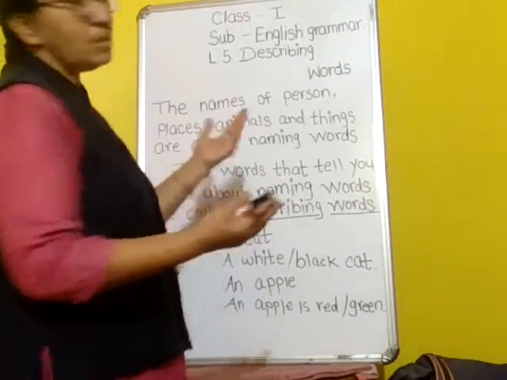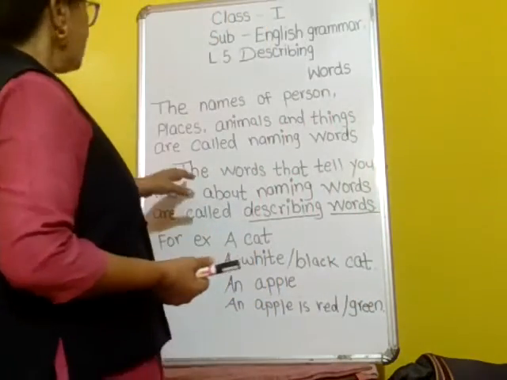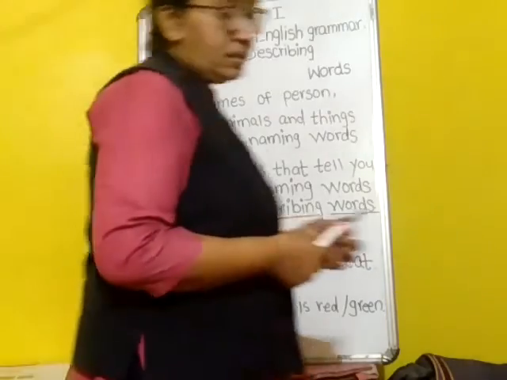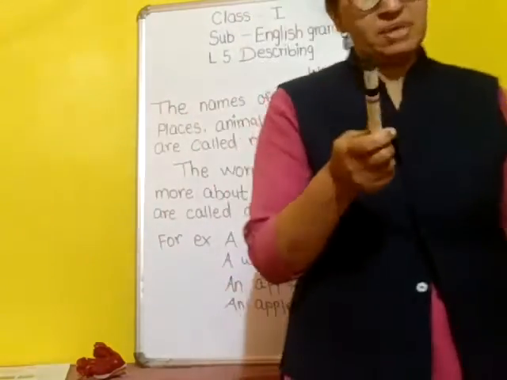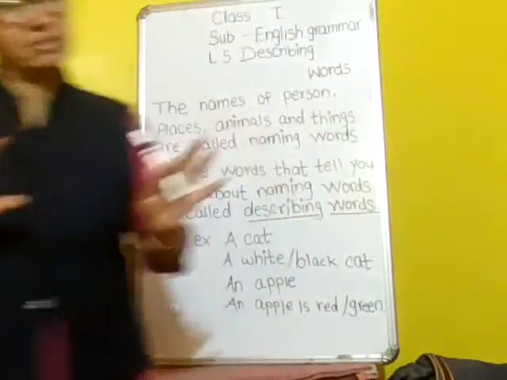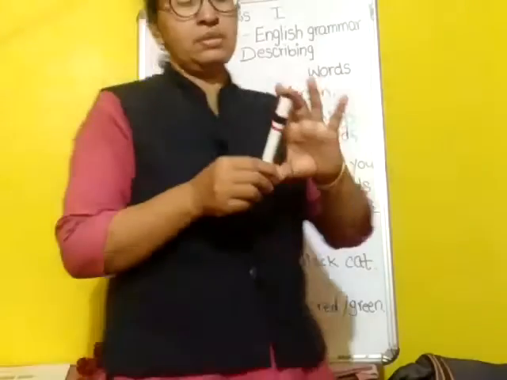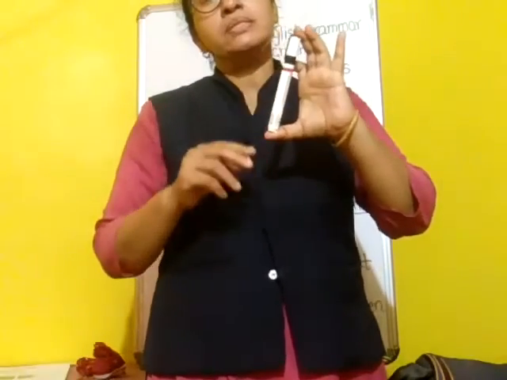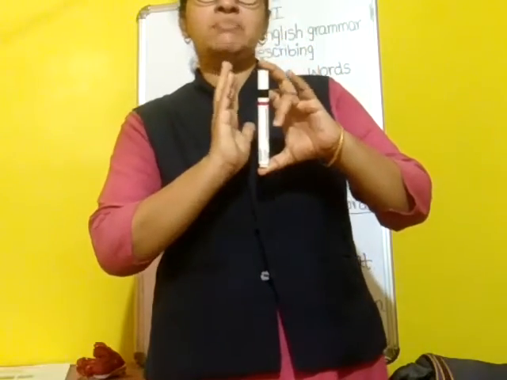Okay, so how is describing word related to naming words? Listen, if I have this thing with me, this marker pen, I can say that this is a pen, simply a pen. So here pen becomes a noun. This pen becomes a noun. This is a pen, so you can understand that this is a thing and its name is pen.